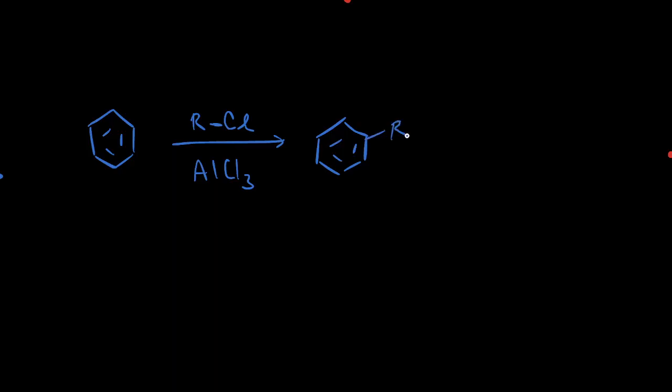Just generically looking at this, we're reacting benzene with some alkyl halide, some RCl, where R is this alkyl group. This is done in AlCl₃, which is our catalyst. And much like any of our other EAS reactions, I'm sure you can predict the product is going to look like this. So this is the generic scheme of the Friedel-Crafts alkylation reaction.